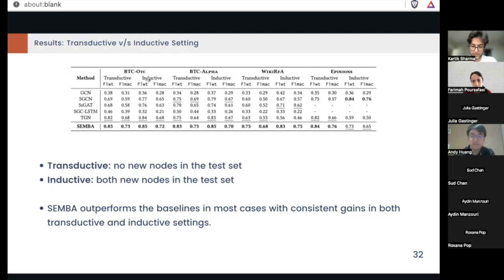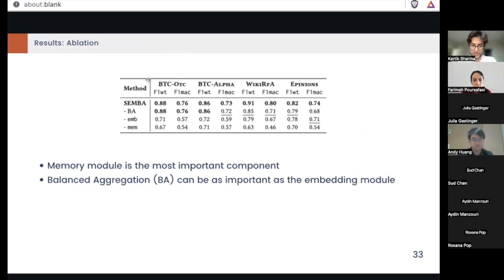Cool. I will just wrap up very quickly. The final ablation is on removing one of the components, and we see that memory modules are the most important; removing them drops the performance the most. But we can also see that balanced aggregation, which is the core component of our model, can be as important as the embedding module, which was for staleness. Because for Opinions and WikiRFA, we see that removing balanced aggregation also gives a very stark reduction in performance.